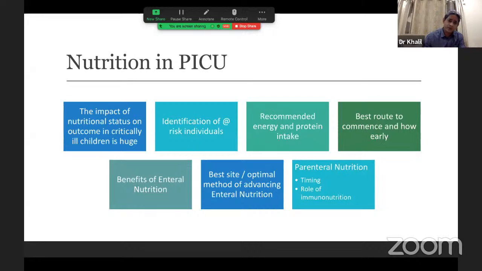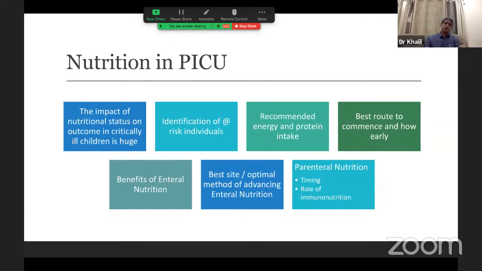So at the time of admission, all these children should have their anthropometric parameters recorded, particularly height, weight, length in the case of young children, as well as the mid-arm circumference and the head circumference. Now we need to identify the children who are at risk, the extremes, either the undernourished and malnourished or the overnourished and obese children. So, the recommended energy and protein intake.